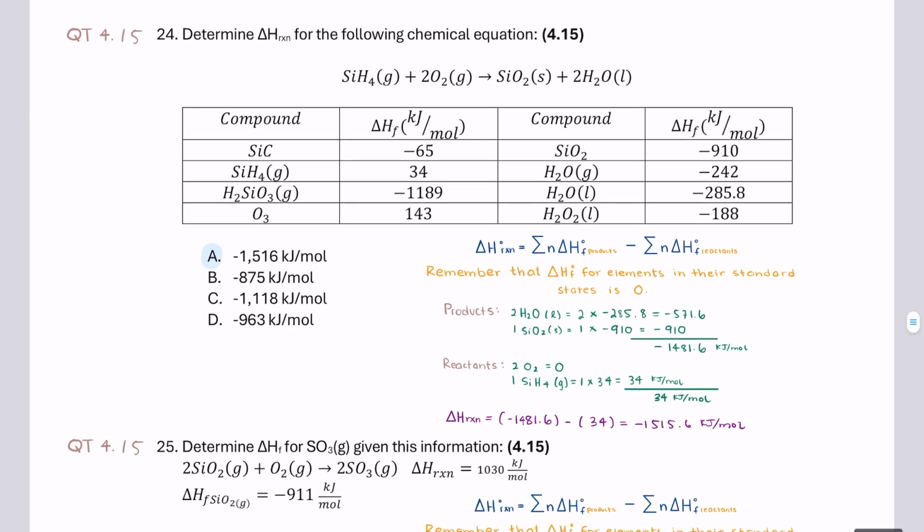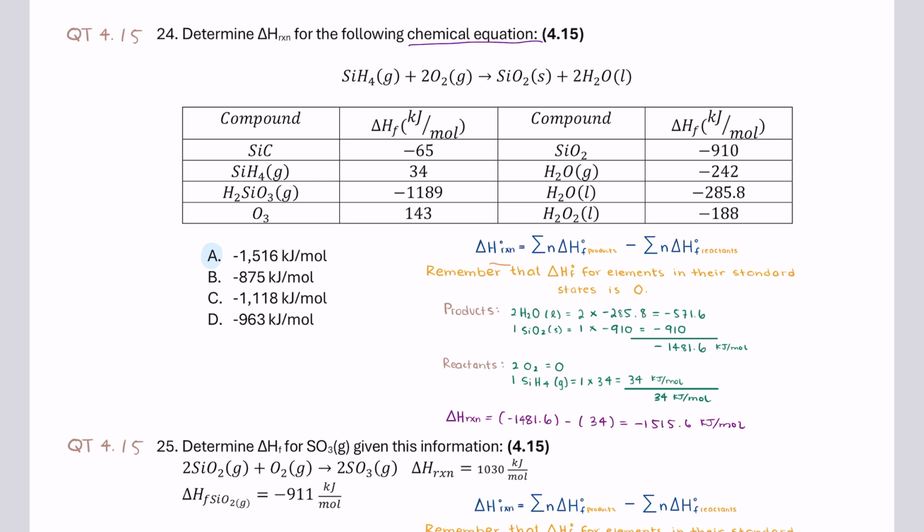Let's move on to problem 24. Here we want to determine delta H of the reaction for the following chemical equation. To calculate the enthalpy change for the reaction, we're going to use the standard equation for the enthalpy of reaction that is based on the standard enthalpies of formation.